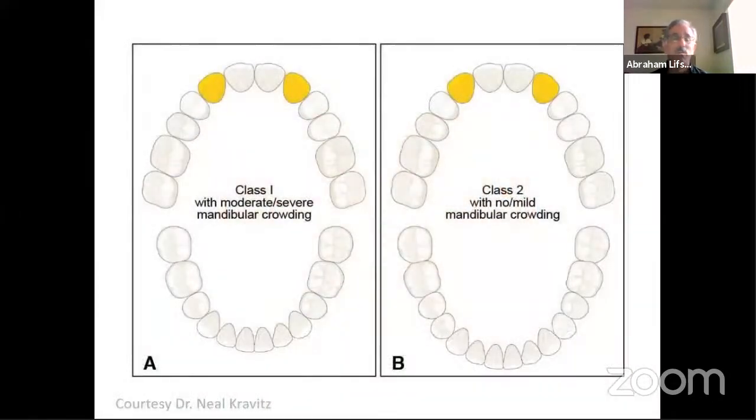So we can say that in a class 1 with moderate and severe crowding, we can extract two premolars on the lower arch and do a canine substitution and use the canines as laterals. On a class 2 with no or mild mandibular crowding, we treat the lower arch non-extraction and we do canine substitution, finishing the case with a class 2 molar relation and using the first premolar as canine.